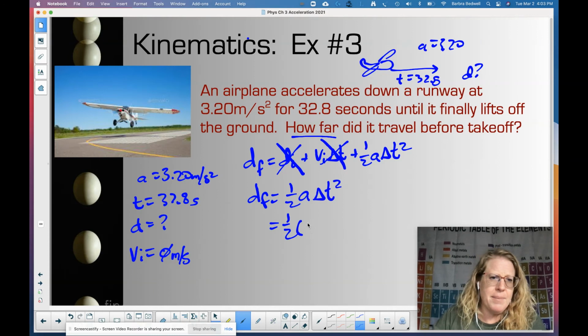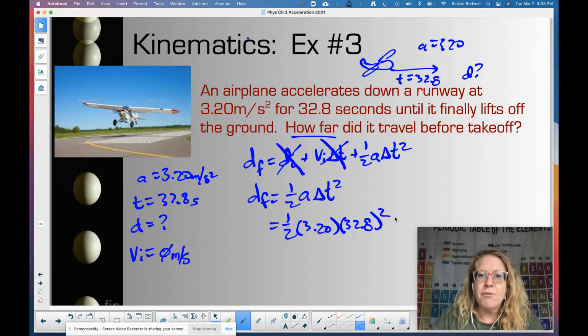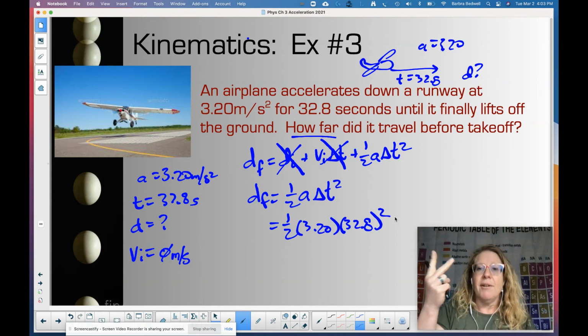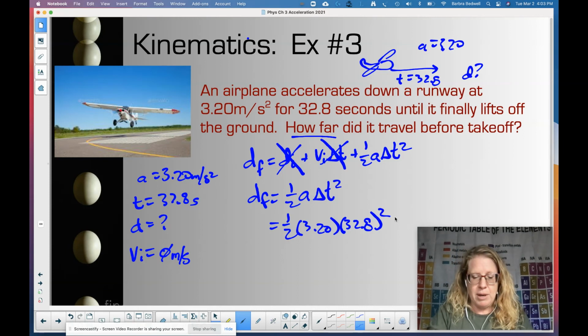1/2 times 3.20 times 32.8. And then don't forget to square it. Again, the two things that really smart students do repeatedly in this chapter are drop negative signs and forget to square things or unsquare things. So they drop that squared part in there.